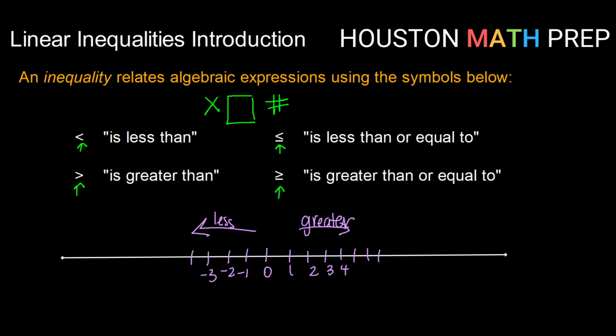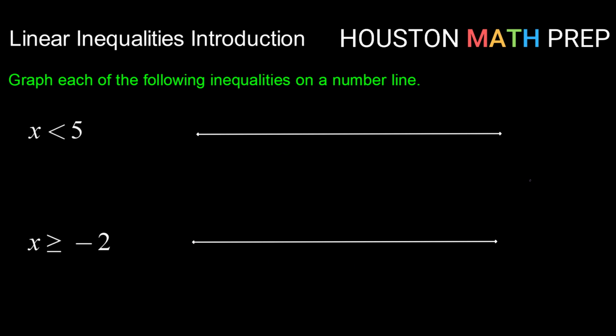Okay, so let's look at some specific examples of inequality statements and work on graphing those on a number line. Here we've got two inequality statements, exploring both types of inequality symbols. So here we have the statement x is less than 5.